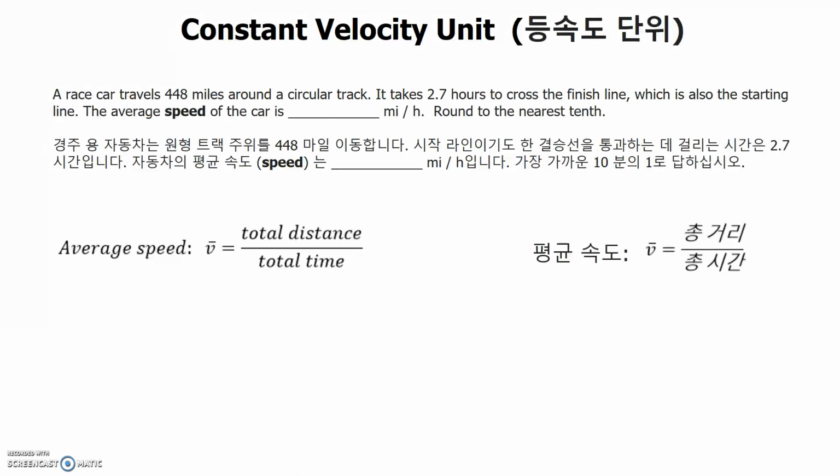The way you find average speed is by taking the total distance divided by the total time. In this case, the total distance is given as 448 miles, and the total time is given as 2.7 hours. Dividing these on a calculator and rounding to the nearest tenth gives us 165.9 miles per hour.